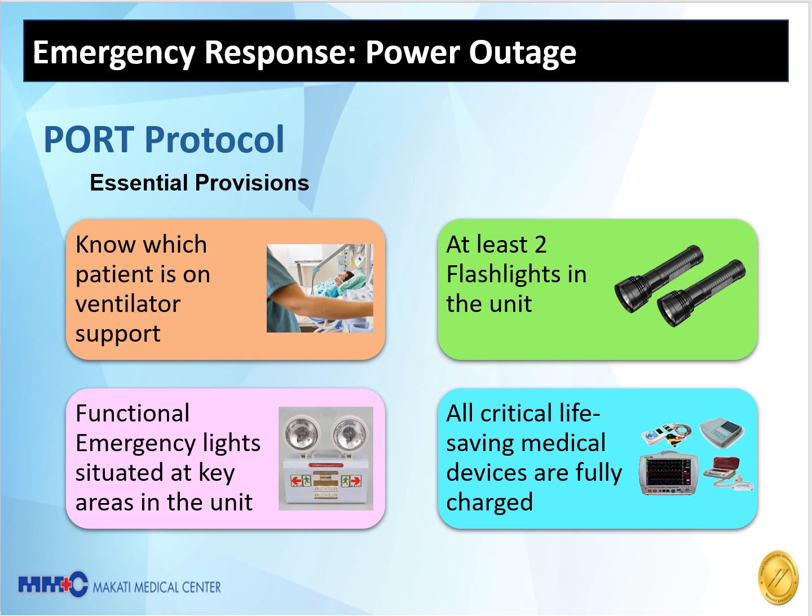We need to know which patient is on ventilator support. The unit must always at least have two flashlights in the area. Emergency lights are functional and situated at key areas in the units such as the medication room, hallways, or at the station. And to ensure that all critical life-saving medical devices are fully charged.